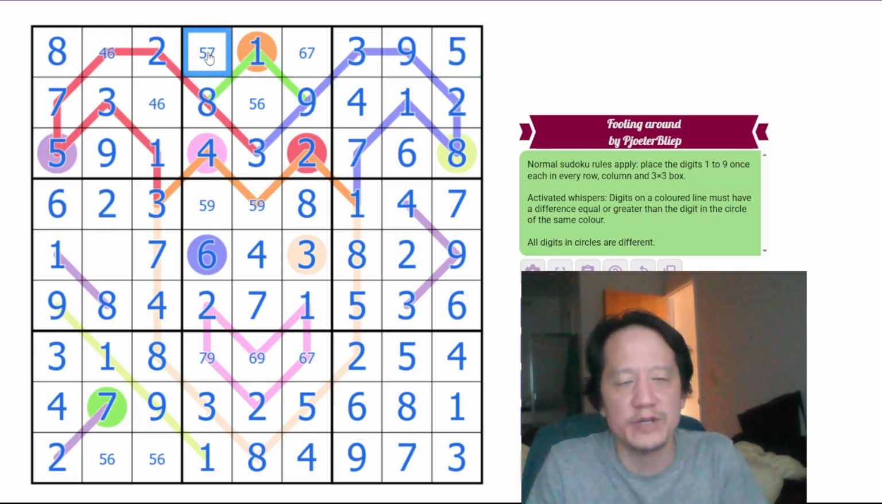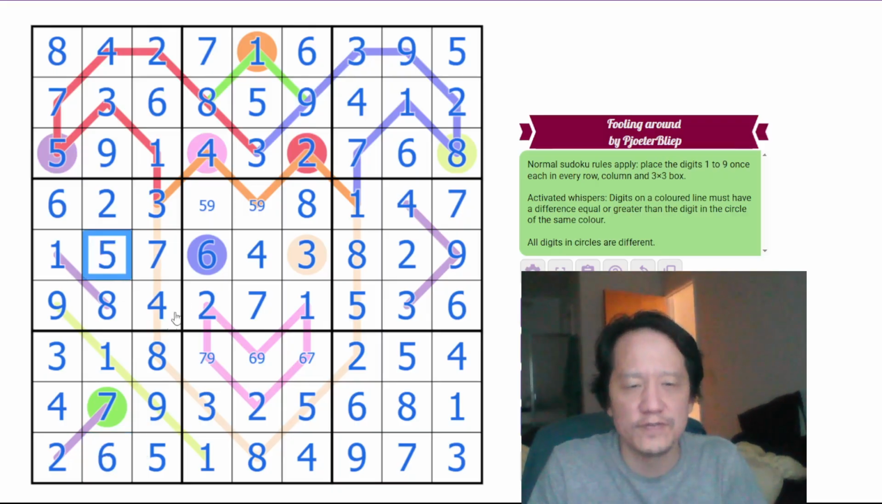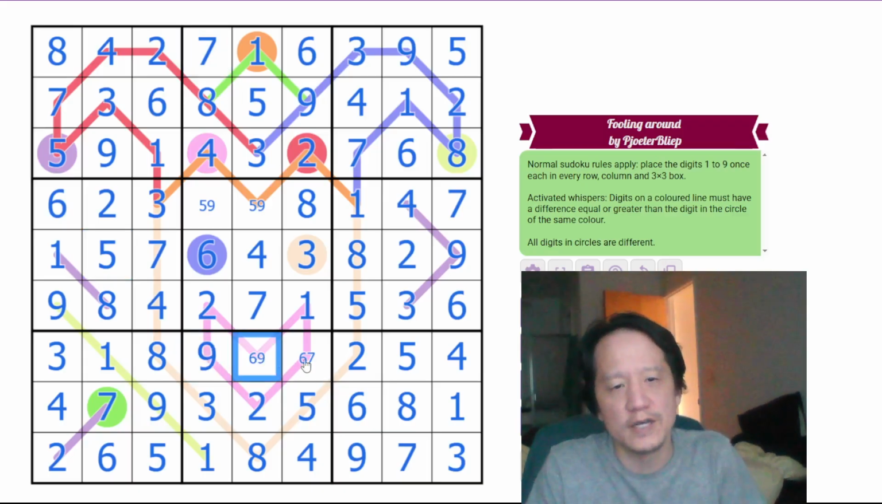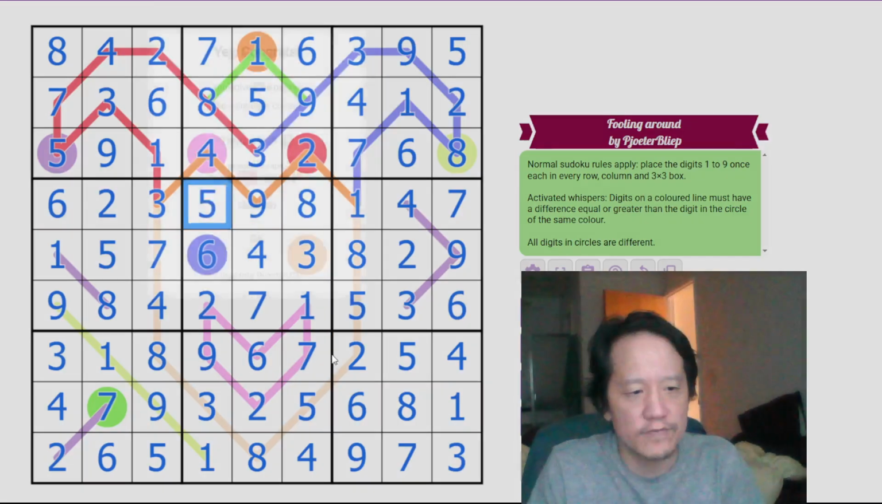And this 5 eliminates 5 here, so that's 7, this is 6, this is 5. This 4 eliminates 4 here, it's 6 and 4. 6 eliminates 6 here, it's 5 and 6. That leaves this as a 5. This 7 eliminates 7 here, so it's 9, 6, and 7. This 5 eliminates 5 here, it's 9 and 5.